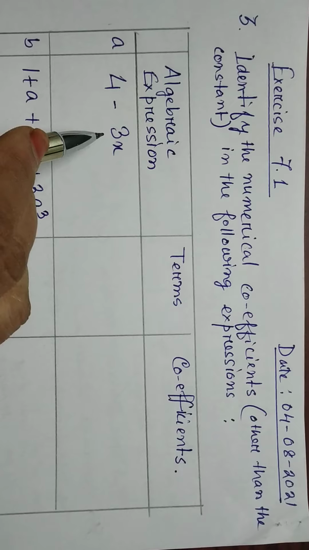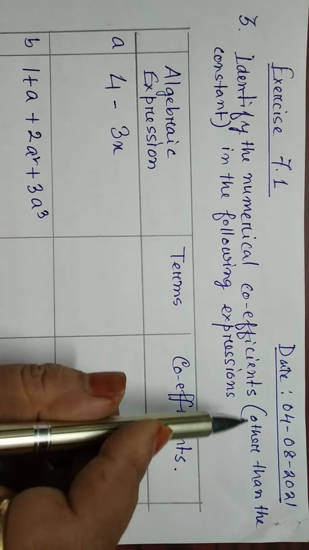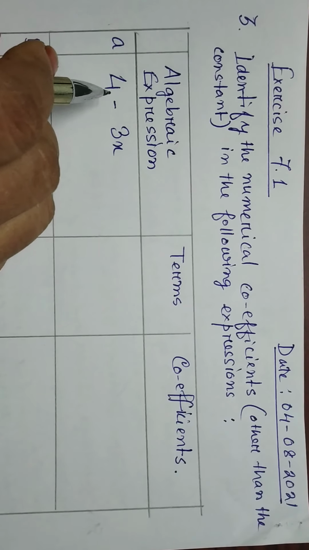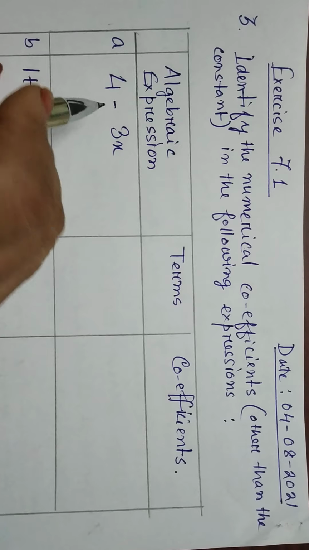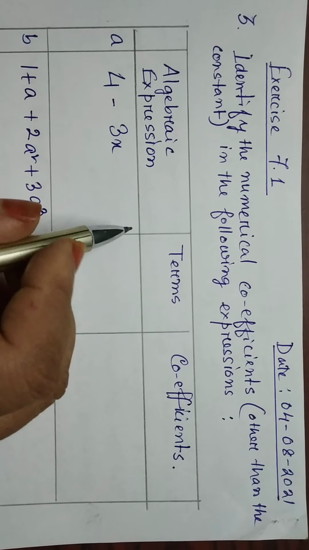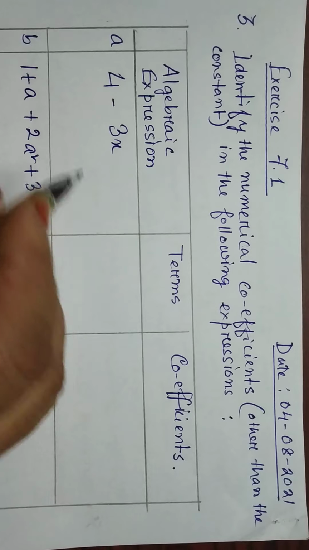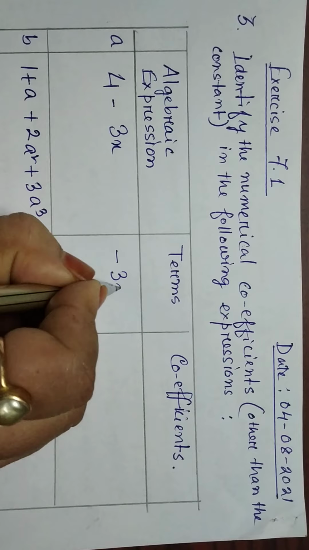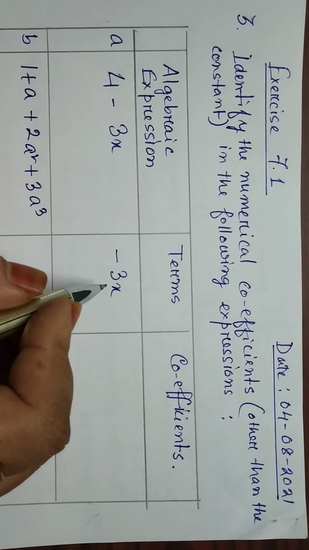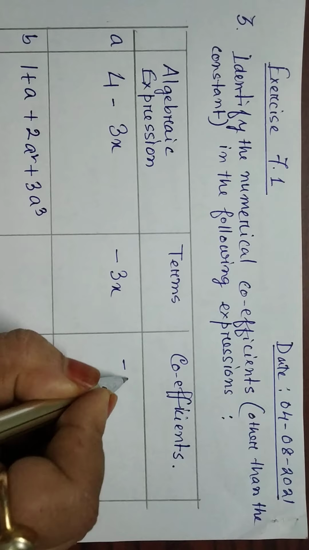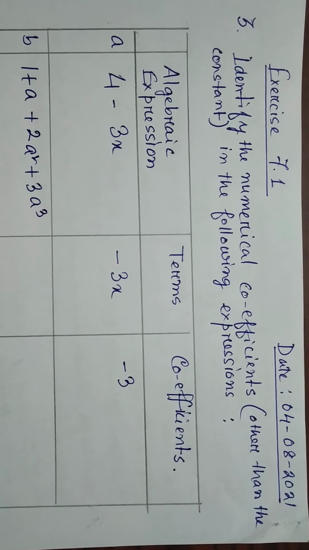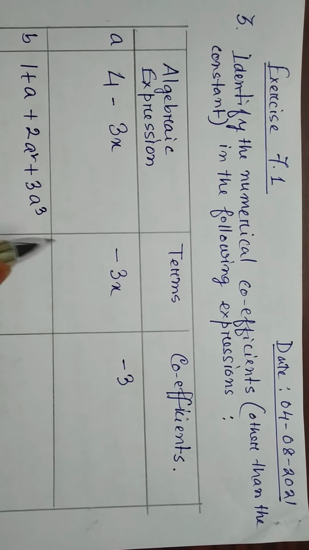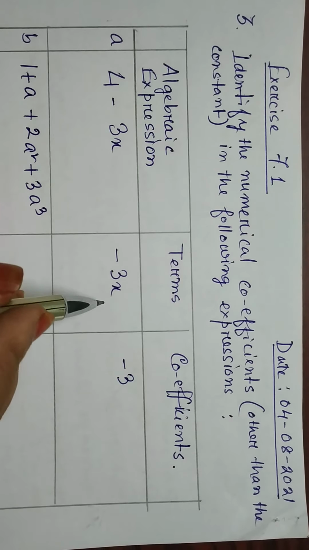Here the term we have to take is minus 3x. Why? Because it is mentioned other than the constant. We need not find the numerical coefficient of the constant; we have to find the numerical coefficient of the term. Here we take 4 as the constant, that's why we take minus 3x. And in minus 3x, the numerical coefficient is what? Minus 3. Here two terms are there, but one term is constant, that's why we take minus 3x.